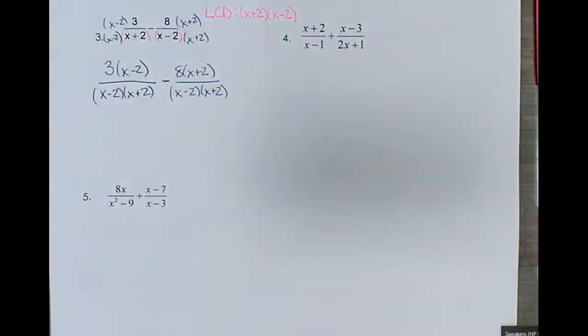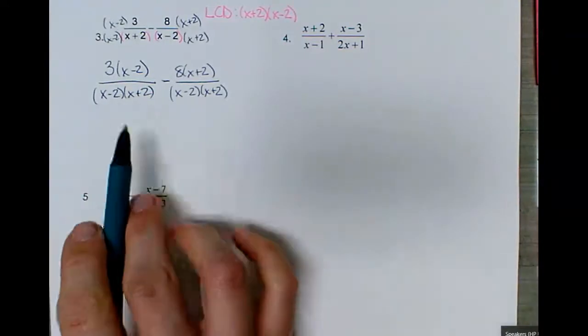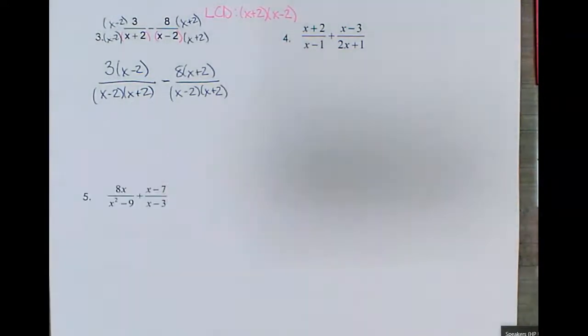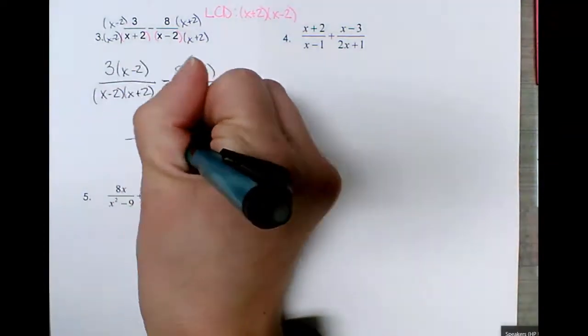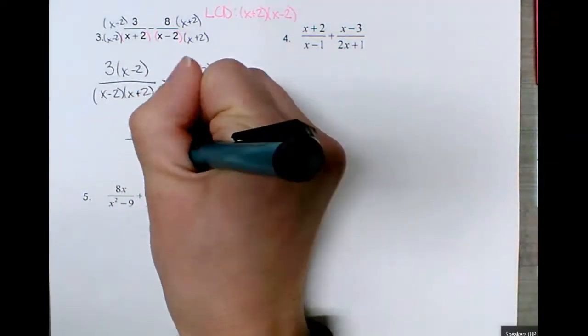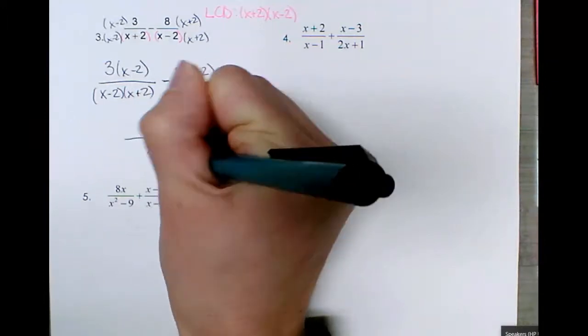Think about those two factors being just whole numbers, like 7 times 10. 7 times 10 is the same thing as 10 times 7. It doesn't matter what order you write them in. But now you need to combine the numerators. So my denominator is still x minus 2 times x plus 2.